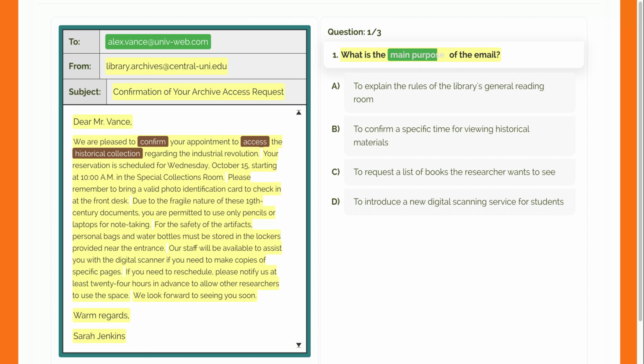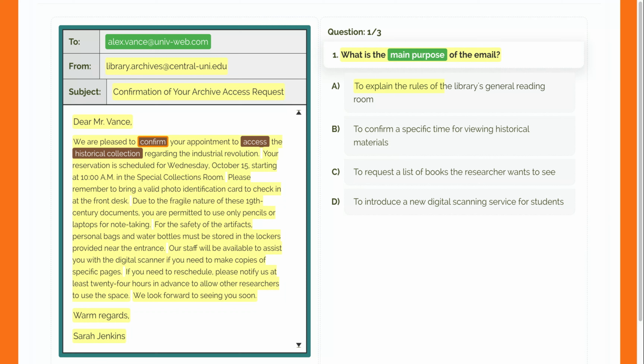This question is asking for the main purpose. In other words, why did the library send this email to Mr. Vance? We need to find the overall goal. Let's look at the first sentence of the email, where it says, "Confirm your appointment." This tells us the email is about a specific meeting time for research. A great tip for main purpose questions is to look at the subject line and the first paragraph, as they usually contain the answer. Let's evaluate option A together.